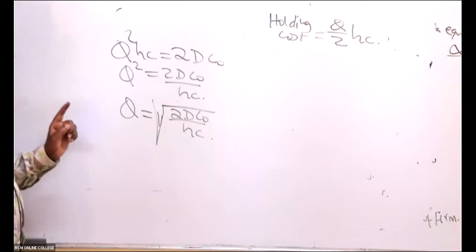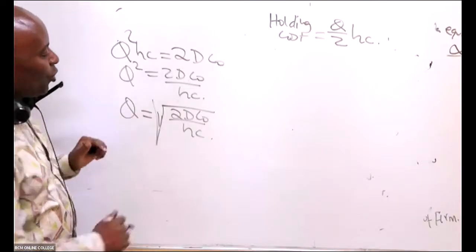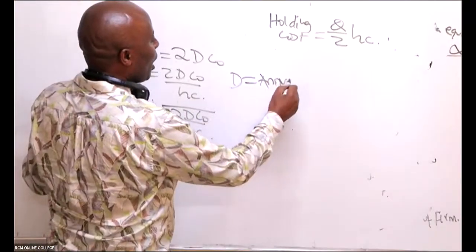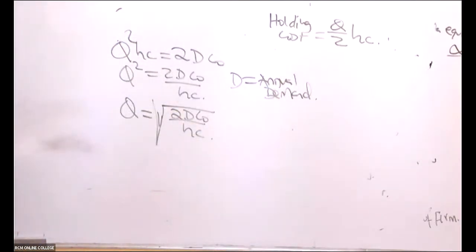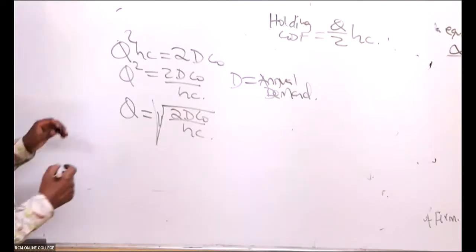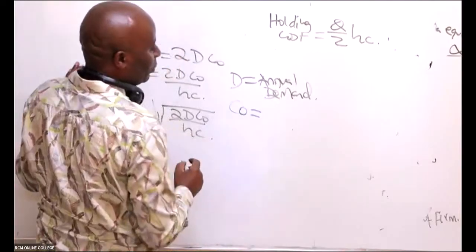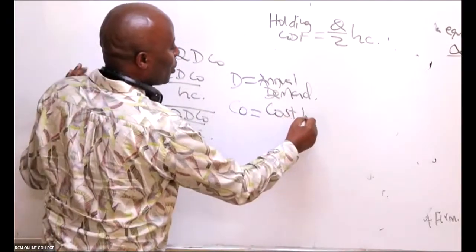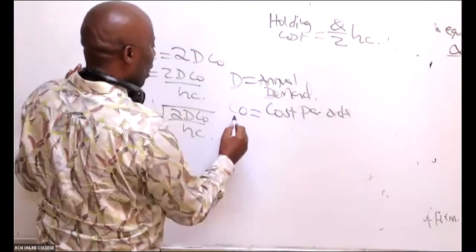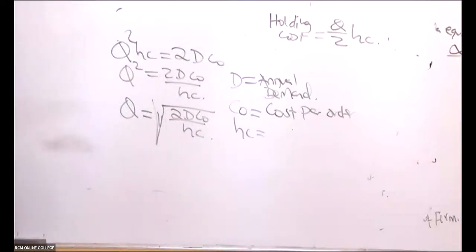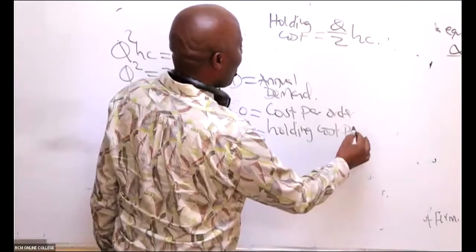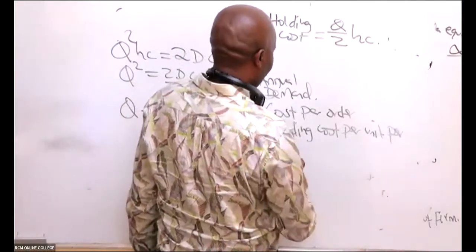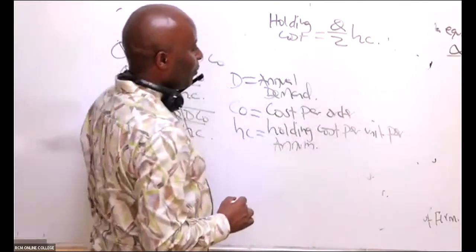So this D, what does this D stand for? Annual demand. Thank you. D stands for annual demand. How about this CO? Cost per order. CO is cost per order. How about HC? Holding cost per unit per annum. Holding cost per unit per annum.